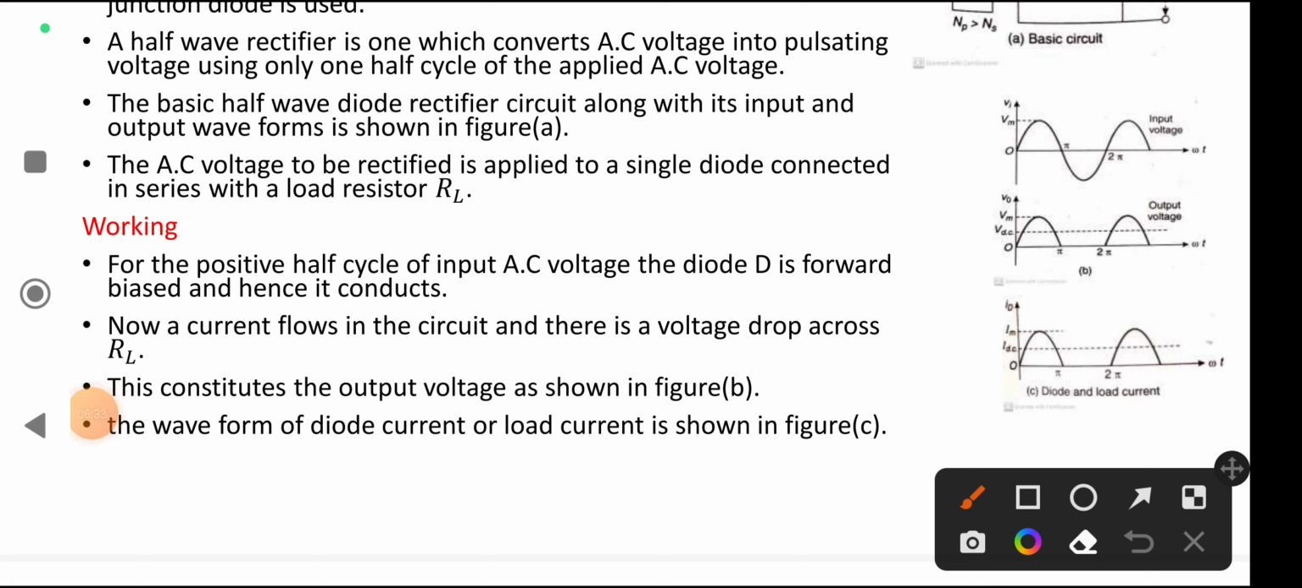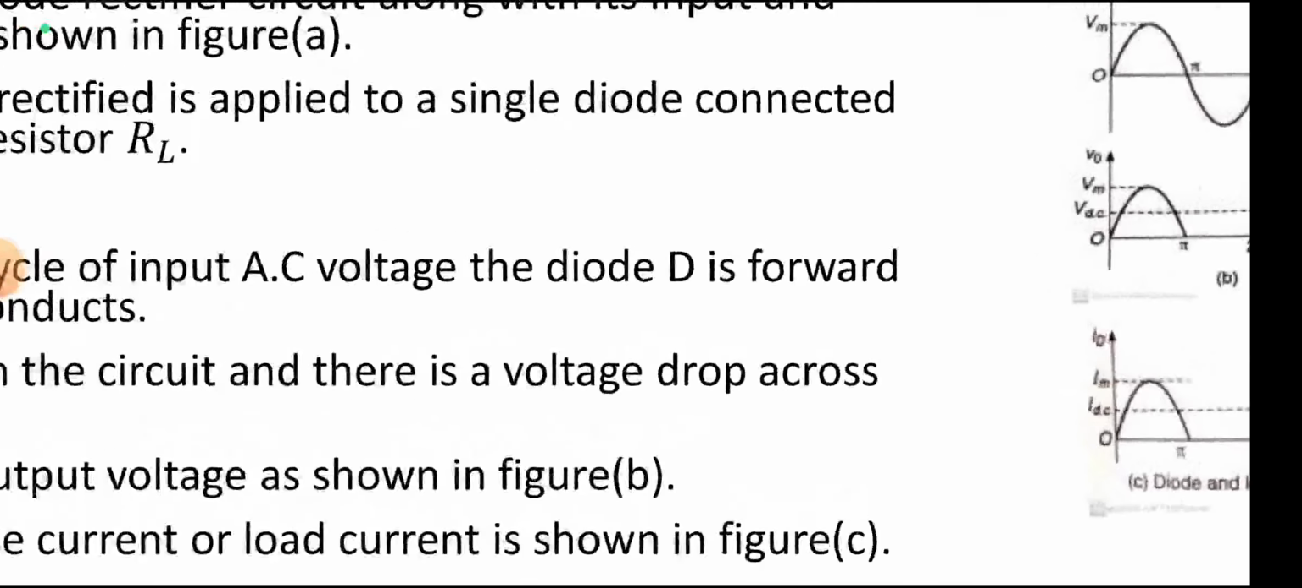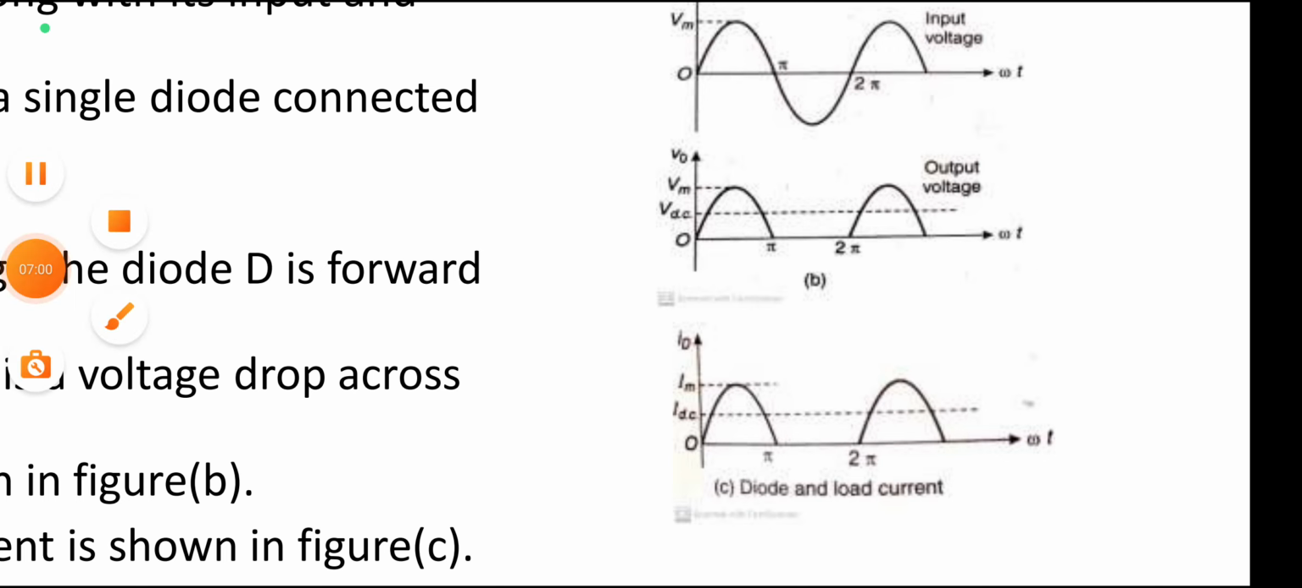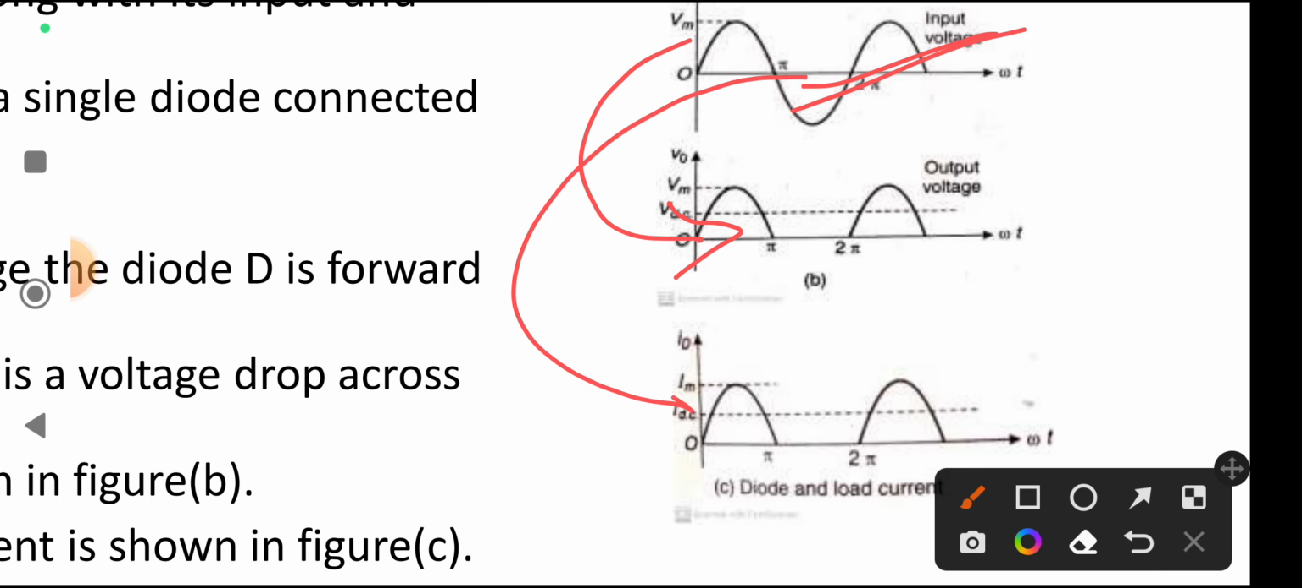And now the waveform of diode current or load current, either diode current or load current, is shown in figure C. It is about the current and it is about the voltage. Here on the side C is given. If it is voltage, then the output will be this one. If this diagram belongs to current, then the output is this one. Why? Because here the current is given.